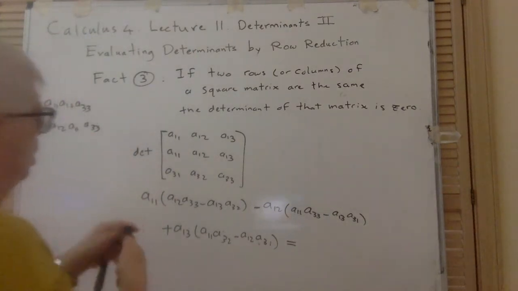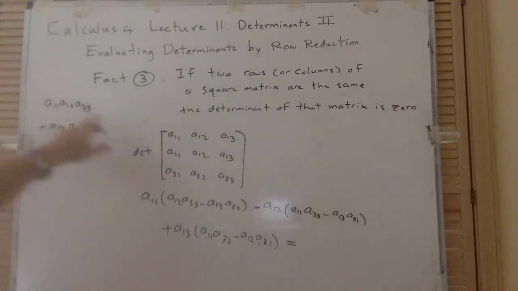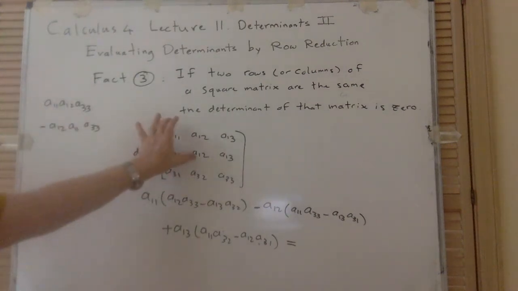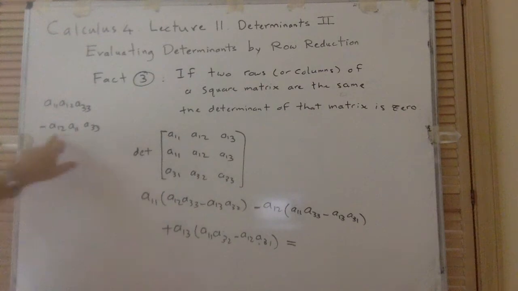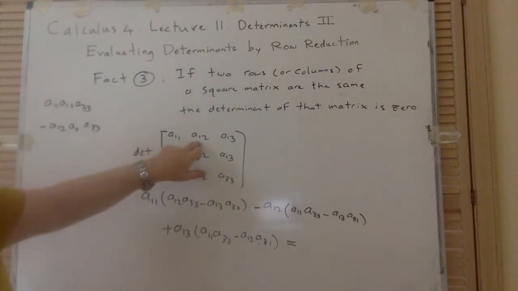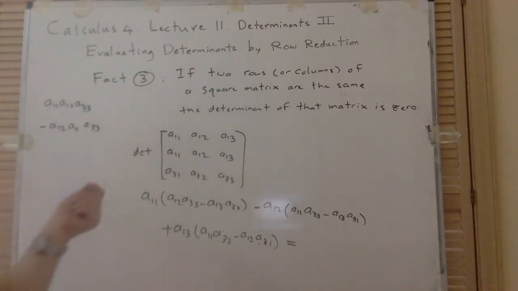You see, this one is this times this, A11 from the first row, A12 from the second row. This one is A12 from the first row, A11 from the second row. This flip of permutation changes the sign of this. So if this is positive, this is negative. If this is negative, this is positive. The rest of them are the same. So just those two in each one of them.